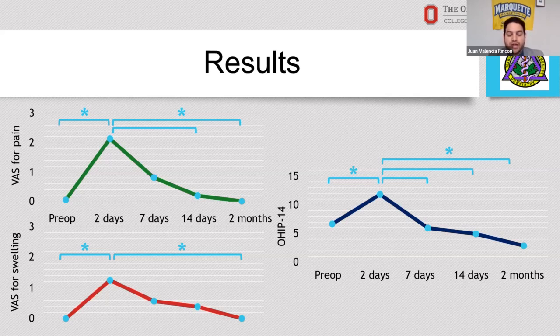Similar results for the visual analog scale for swelling, where we saw an increase from pre-op to 2 days. This increase was statistically significant, and then subsequently a decrease, which was statistically significant from day 2 to 2 months. In terms of the OHIP 14 questionnaire, similar results. We saw an increase from pre-op to 2 days, and this change was also statistically significant, and then a subsequent drop in the following post-ops. From 2 days to 2 months, this change was also statistically significant.